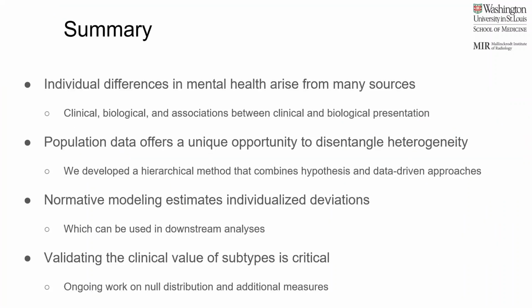And so with that, I'll summarize to say that individual differences in mental health come from a lot of sources, and with data sets like the UK Biobank, we have a really exciting opportunity to study that in all of its messiness. And I like normative modeling because it gives us the opportunity to look at standardized measures and offers a lot of sensitivity in terms of looking at differences from the normative population. And yeah, we're still doing ongoing work in terms of looking into these subtypes and identifying and validating their clinical value.